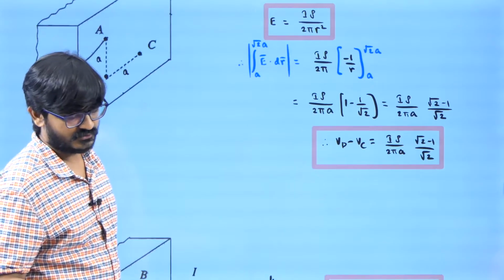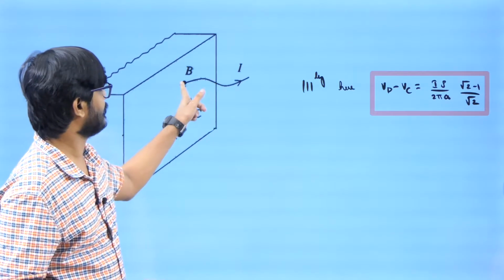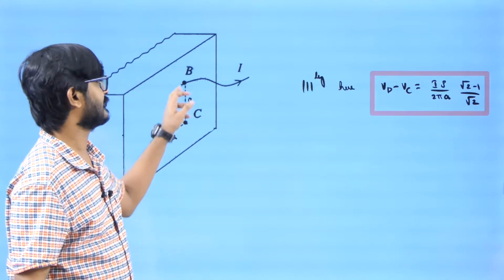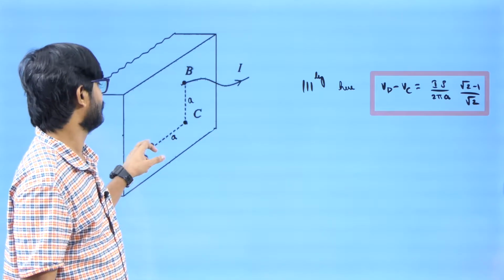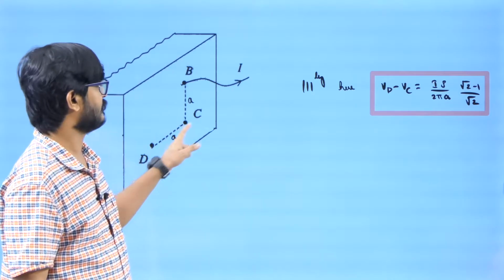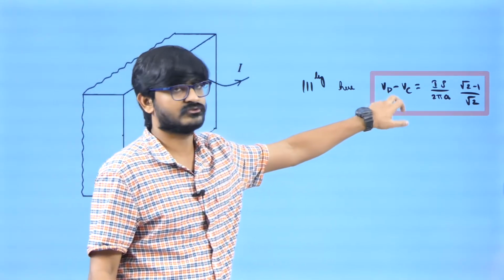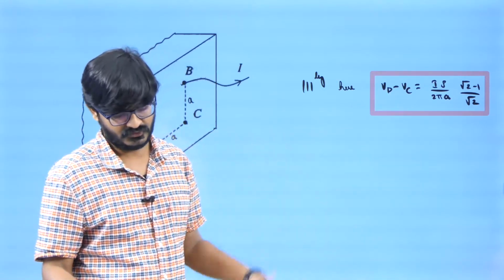Now similarly, I will do the same thing when I am taking the current through B. When I take the current through B, again I can clearly see current will flow like this. So D will be at higher potential, C will be at lower potential. The difference is going to be the same value. If you want, you can check.